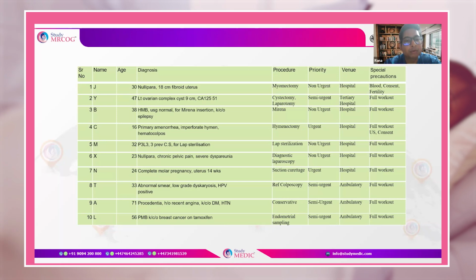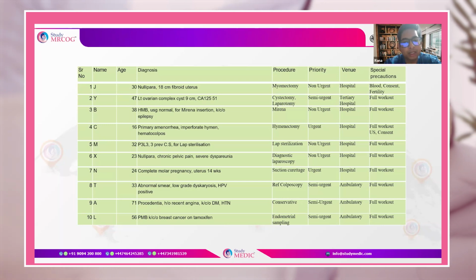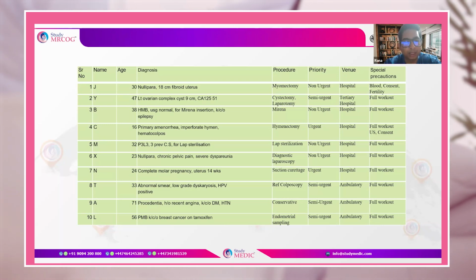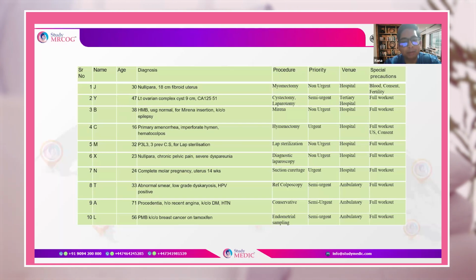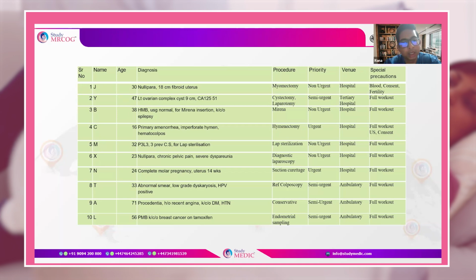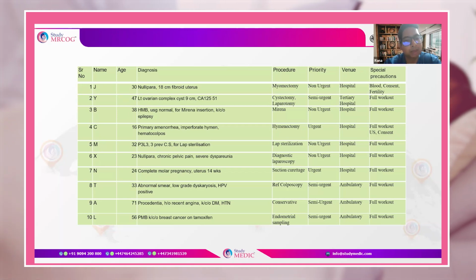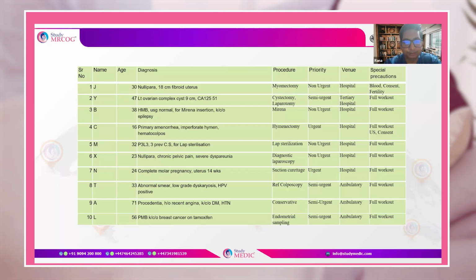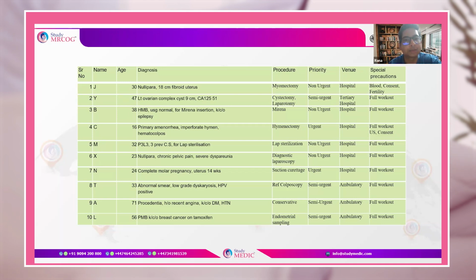Now, next patient is postmenopausal bleeding with a history of breast cancer, and she is also on tamoxifen therapy. Of course, for postmenopausal bleeding, the first thing you need to do is endometrial biopsy sampling, and according to that, you need to manage. Remember here, the primary procedure is the biopsy sampling, so it can be done in an ambulatory setting. According to the biopsy report, further treatment will be managed.